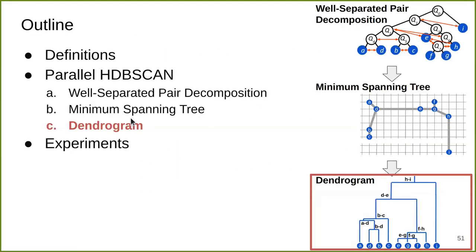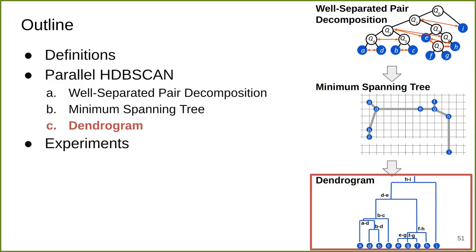I have finished talking about the parallel MST algorithm. Due to time limitations, I'm only going to talk about the parallel dendrogram algorithm briefly. Previously, in the problem definition, I talked about a serial dendrogram algorithm. Specifically, we process the MST edges one by one and add them to the dendrogram in an agglomerative fashion.